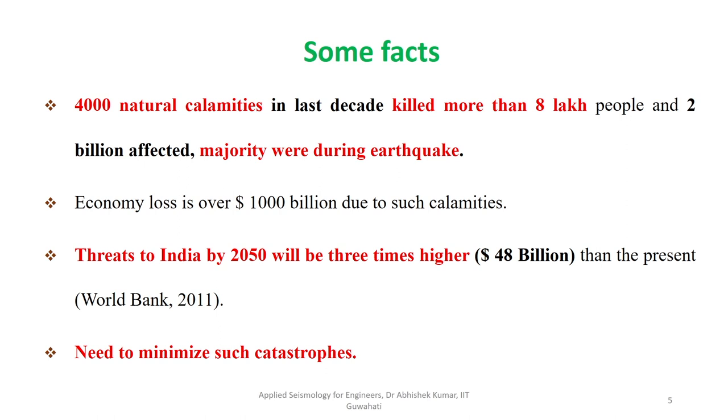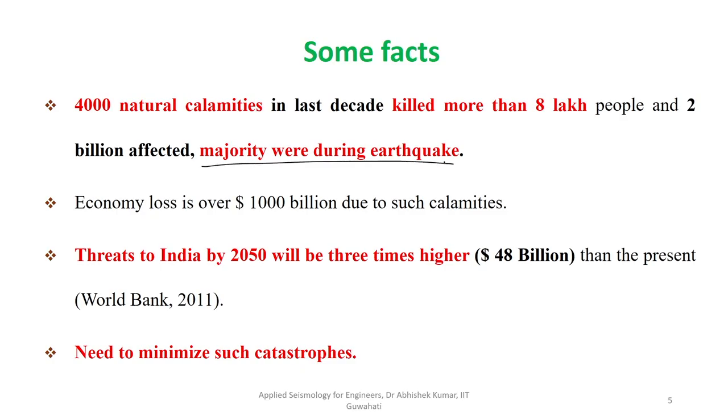Some facts. This is basically related to the Indian scenario. So, we can see 4000 natural calamities have happened in the last decade, killing close to 8 lakh people and close to 2 billion people getting affected by the natural calamities. We are talking about tsunami, earthquake, fire breakout, avalanche, landslides and many more things. However, if we are talking about all these, a major portion comes from earthquakes. That means in terms of building damage, in terms of casualties, earthquake has been playing a dominating role.